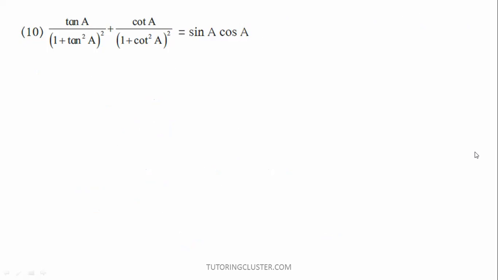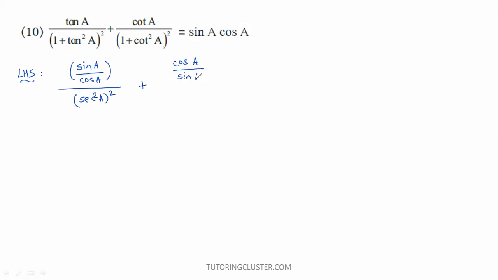Now, consider example number 10. Okay, so maybe you may look at this example as a little bit difficult, but it's easy. Only the number of terms are more. Now, tan A. What can I write instead of tan? Sine upon cos. Simplify the things. Okay. Divided by. What is 1 plus tan square A? Sec square A. Sec square A, bracket square. Plus. What is cot?